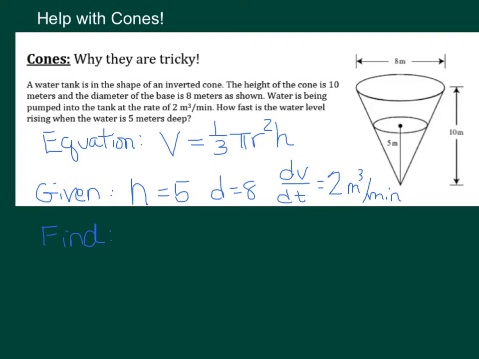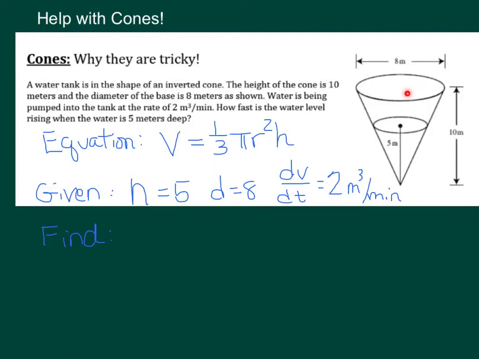So here you have a cone, and I have a nice picture of it over here for you. The height of the cone is 10, which is given, and you know that the diameter of the base of the cone is 8. Water's being pumped in, so this thing is being filled up with water, and this one does not have a hole in it, so the water is accumulating.